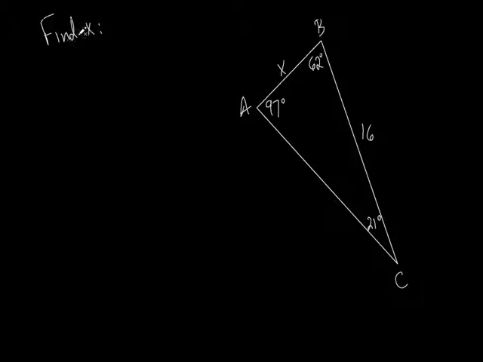Now this example just says find x, so you don't have to find all the other sides and all the other angles, you just have to find x. But there are problems where it says solve the triangle, and that means find all the missing angles and all the missing sides. Does that make sense? Okay, so let's figure out how we're going to do this.